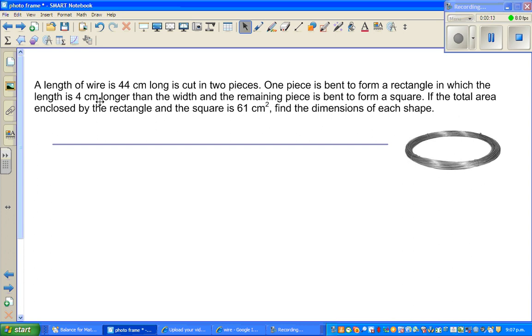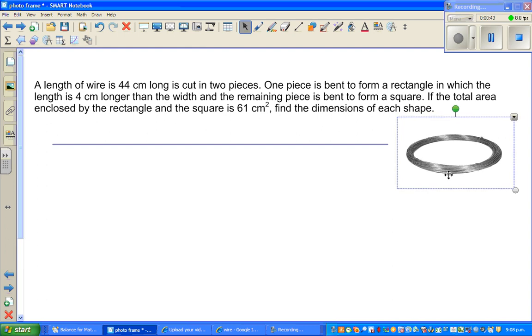A length of wire 44 centimeters long is cut in two pieces. One piece is bent to form a rectangle in which the length is 4 centimeters longer than the width, and the remaining piece is bent to form a square. If the total area enclosed by the rectangle and the square is 61 centimeters squared, find the dimensions of each shape. So now this I googled.